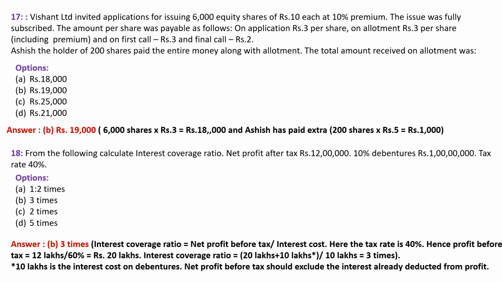10 lakhs. What is this 10 lakhs? It is the interest you are going to pay for the debentures. So it is 3 times, right? Here there is a strict mark. What he says is that 10 lakhs is the interest cost on debentures. The profit should include the interest already deducted from profit. So the interest is already debited from the profit, so you have to add it back, and that has to be considered as the numerator and then divided by the interest to be paid. So it is 3 times.